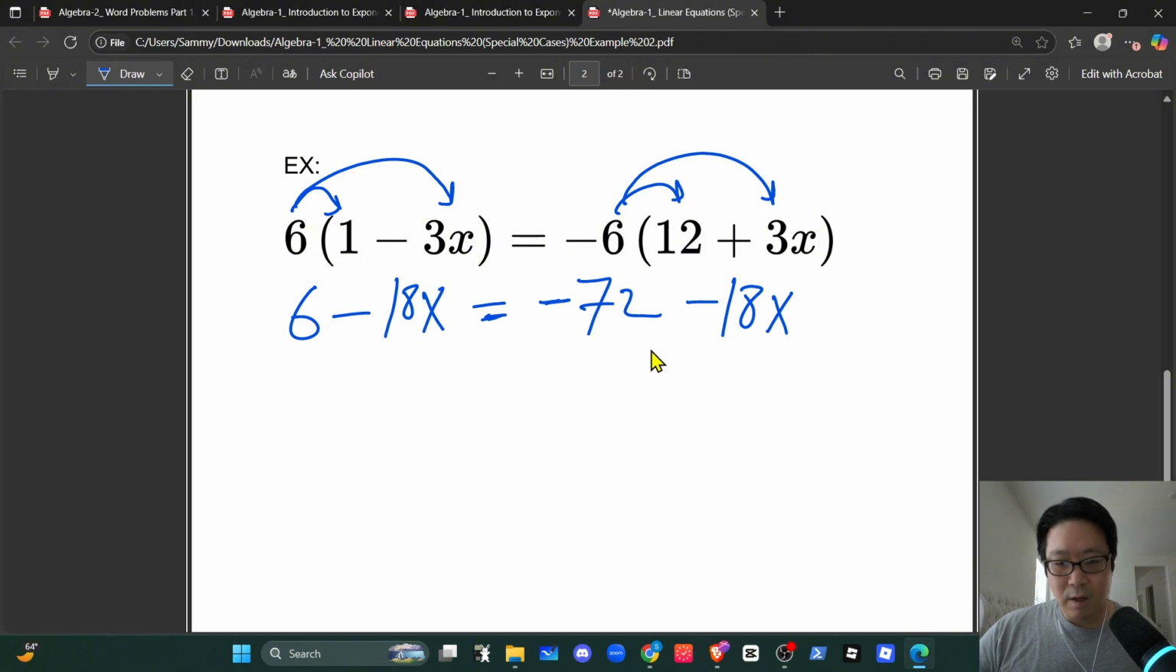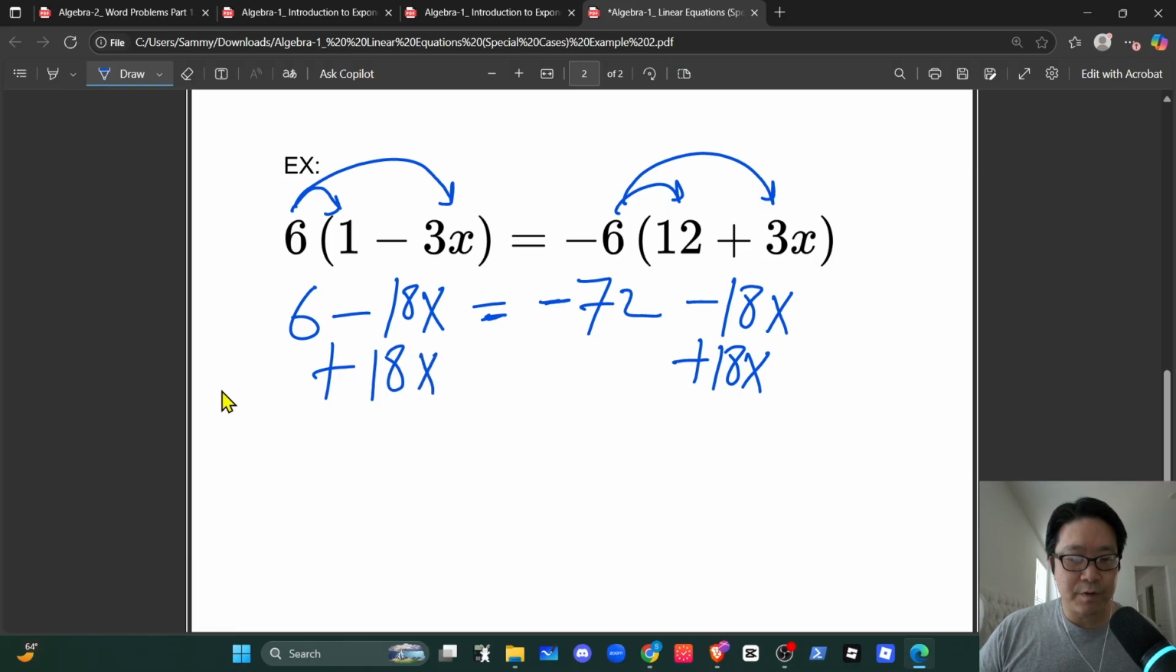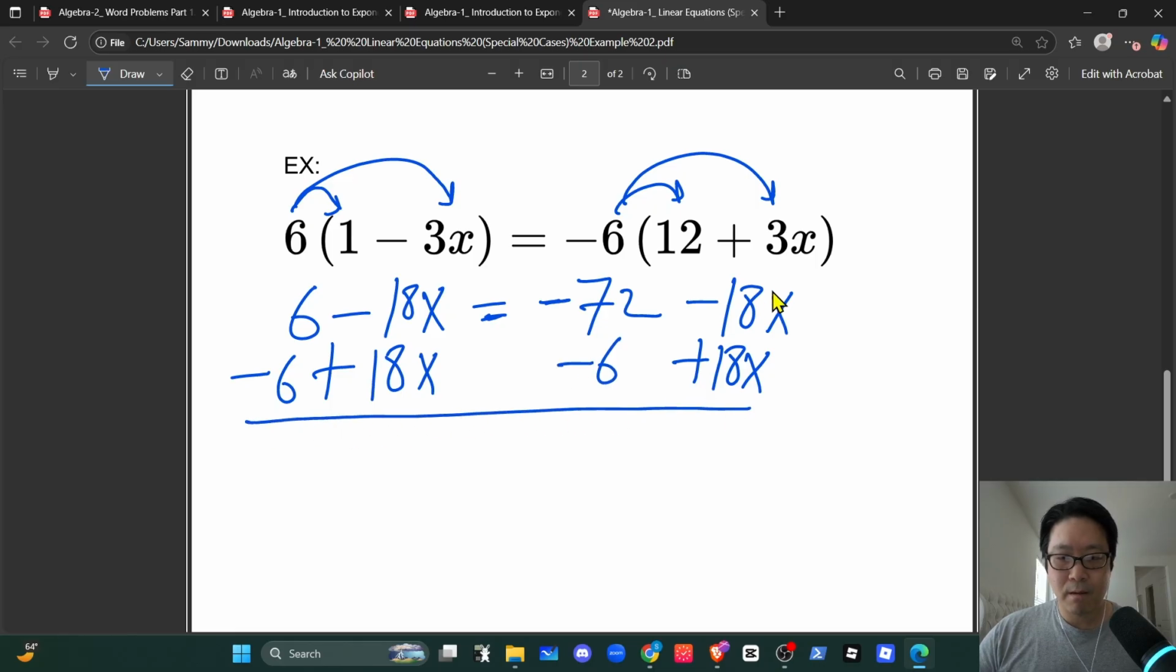So I'm going to isolate 18x to the left side. So I'm going to add 18x to both sides. And then I'm going to subtract 6 from both sides. And what you'll see is that you'll get 0 on the left side. And on the right side, you get negative 78, right? 72 plus 6 is 78. And you have a negative sign there.